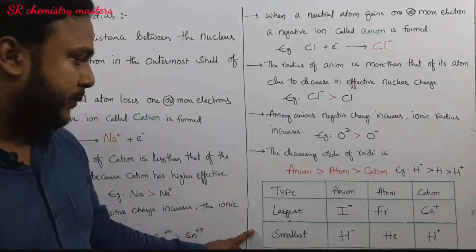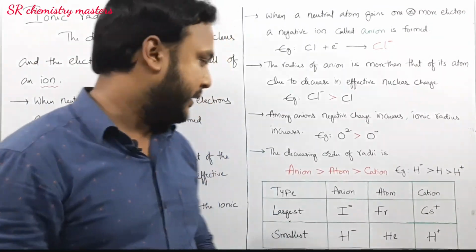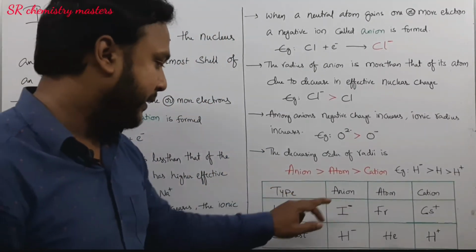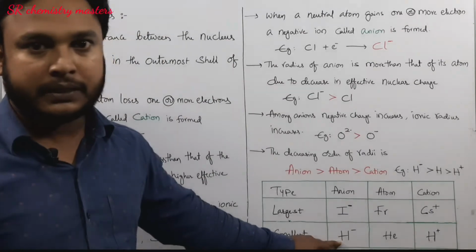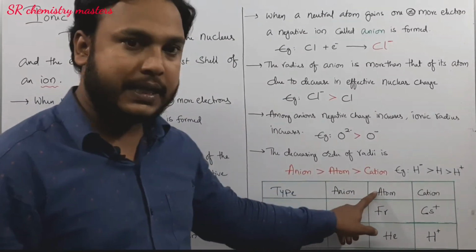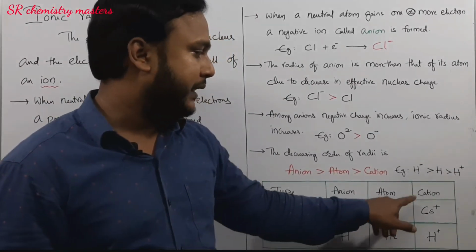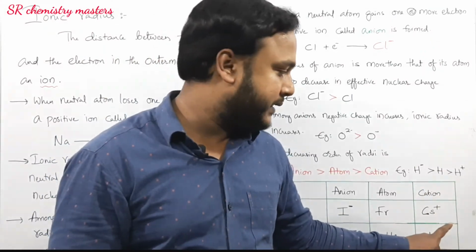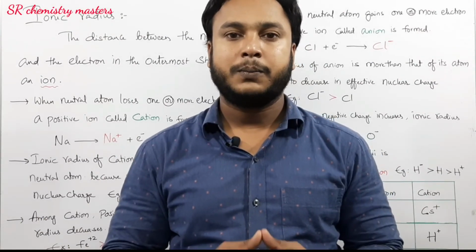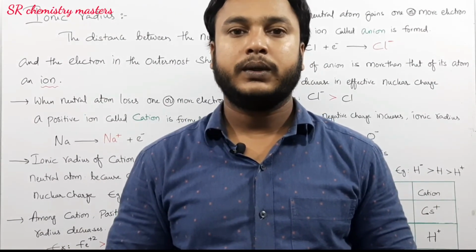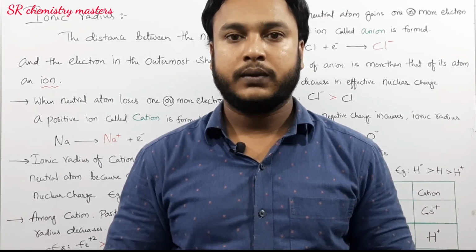Here we have a tabular form in which the largest and the smallest anion, cation and atoms are represented. Remember, in terms of anion, the largest anion is I- and the smallest anion is H-. In terms of atom, the largest atom is francium and the smallest atom is helium. If we compare the cations, the largest cation is Cs+, whereas the smallest cation is H+. Always remember, the cation has smaller ionic radius when compared to that of the neutral atom, whereas anion has greater ionic radius when compared to that of neutral atom.